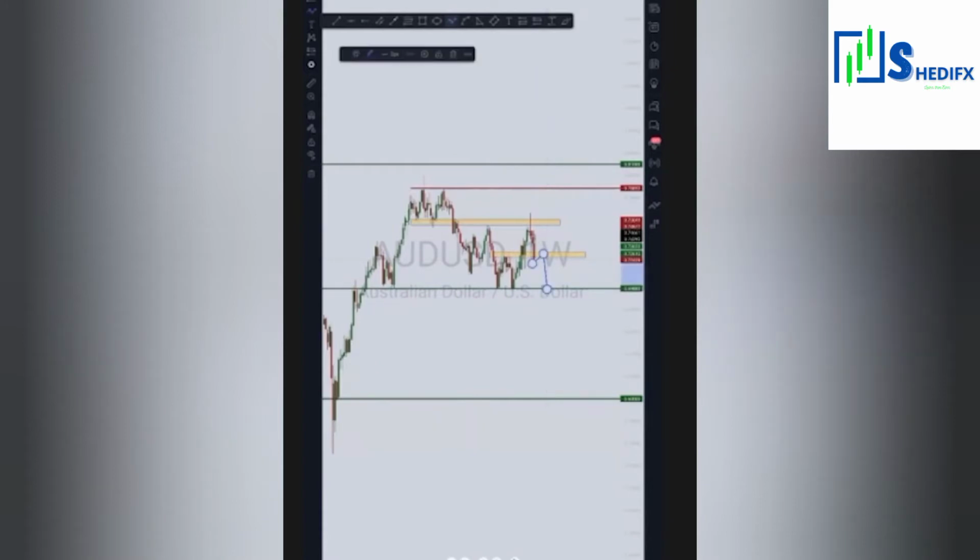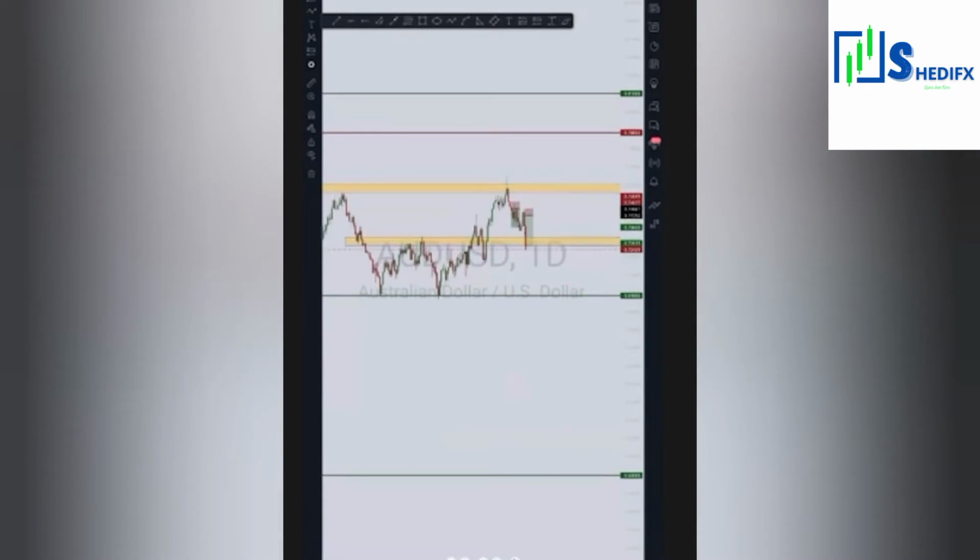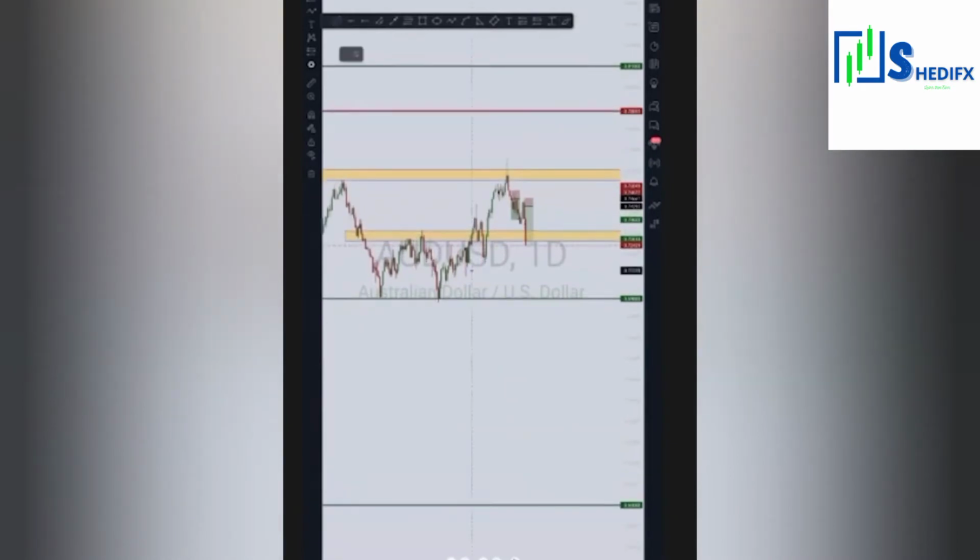Pullback, then we see. So mind you, I'm a support and resistance trader. So this is how I trade. So nobody should attack me, I beg. If you have your own different setup, you can actually come out. Then we see how the market goes.